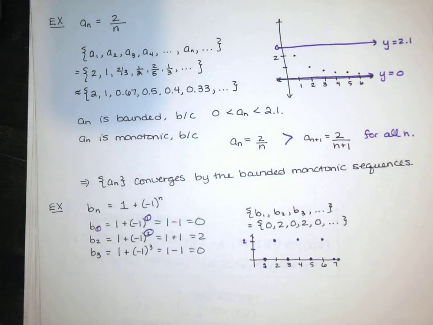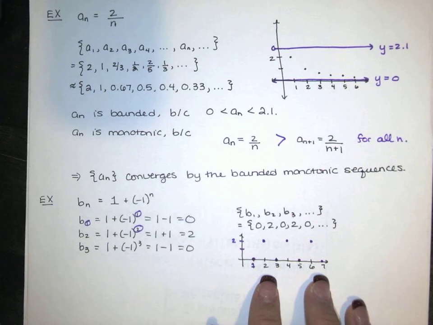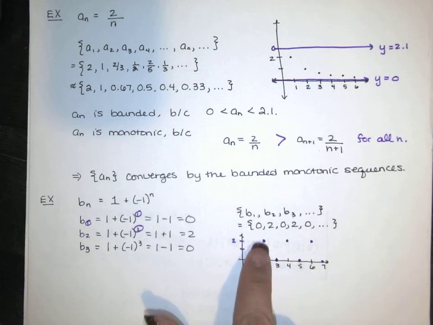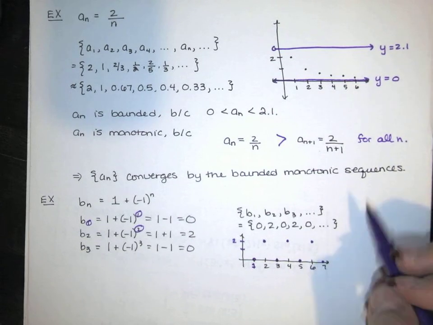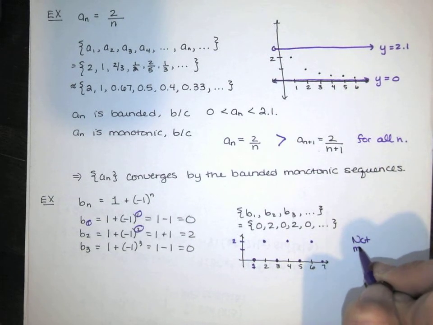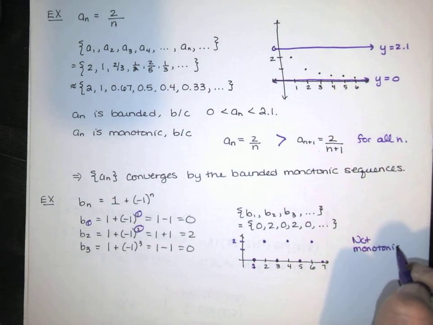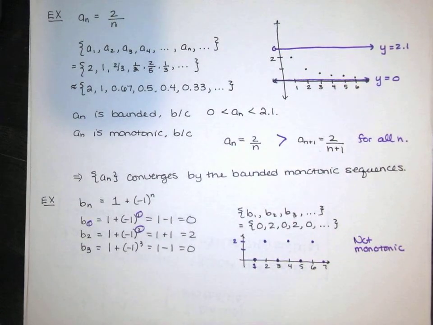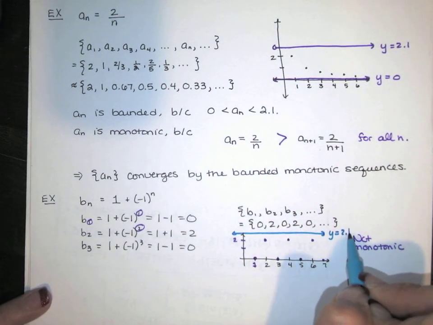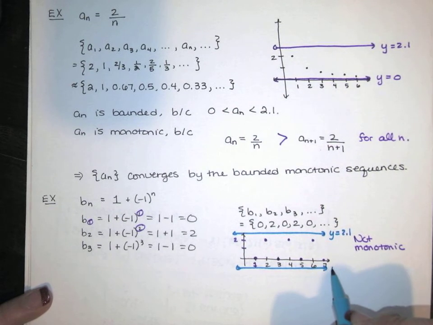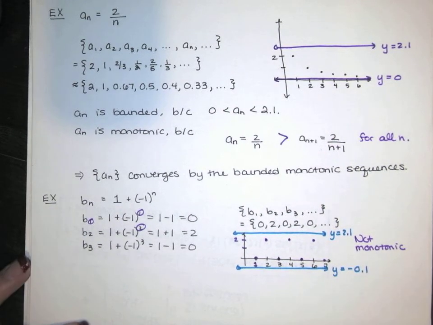But let's look at the bounded monotonic sequence theorem. Is it monotonic? I hope you said no, because it increases, then it decreases, then it increases, then it decreases, it increases. So it's not monotonic. So that theorem, the bounded monotonic sequence theorem, does not apply. But I might want to know, is it bounded? Does it lie in between two lines? Oh, sure. I can draw two lines. Here's y equals 2.1, and y equals, say, negative 0.1. 0 and 2 definitely lie in between those two lines.